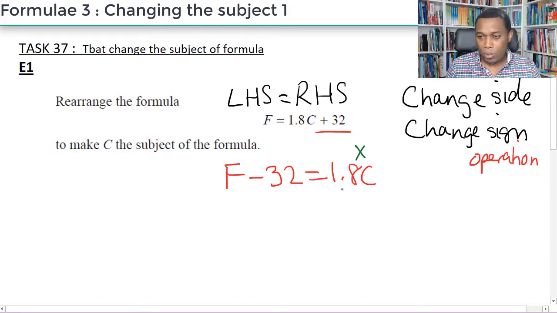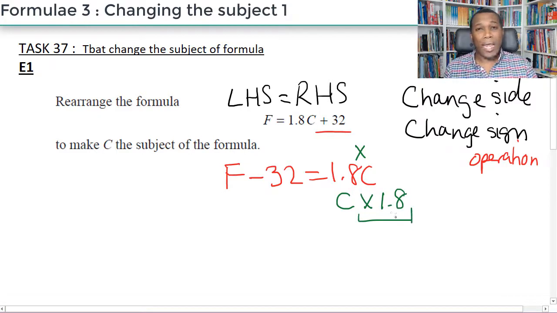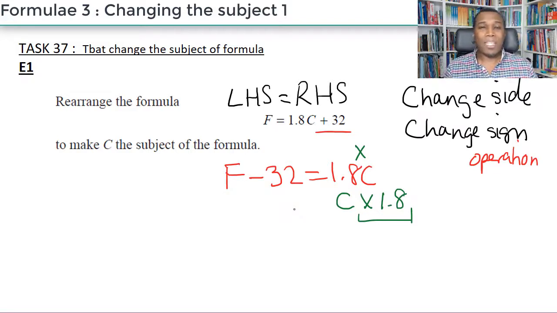And at the moment, what do I have on the right hand side? I have C being multiplied by 1.8. So if it's multiplied by 1.8 on the right, when it goes to the left, it has to become divide. I need to use the inverse operation. Change the side, change the sign. The spirit of it is when you move over, you do the opposite operation. So what's plus becomes minus. What's minus becomes plus. What's multiplication becomes division.